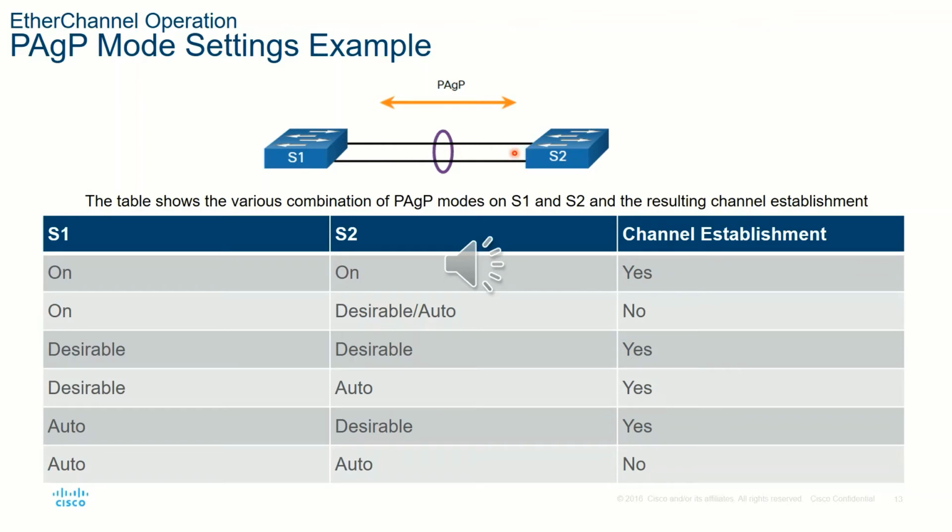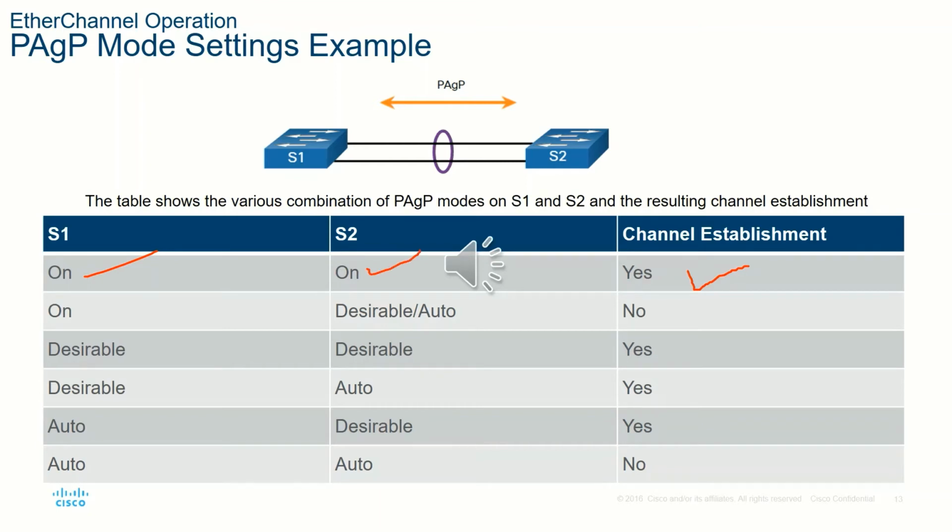So it is an unconditional EtherChannel. It will not negotiate anything. It will not send PAgP packets to negotiate and create the EtherChannel. It will directly create the EtherChannel. So when we configure on mode in both switches S1 and S2, the EtherChannel will be established. What type of EtherChannel? A static, unconditional, or manual EtherChannel will be established.